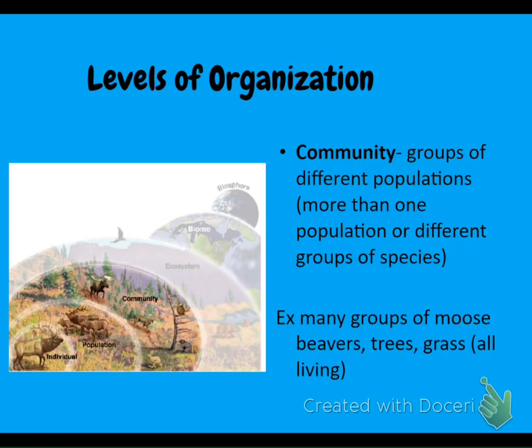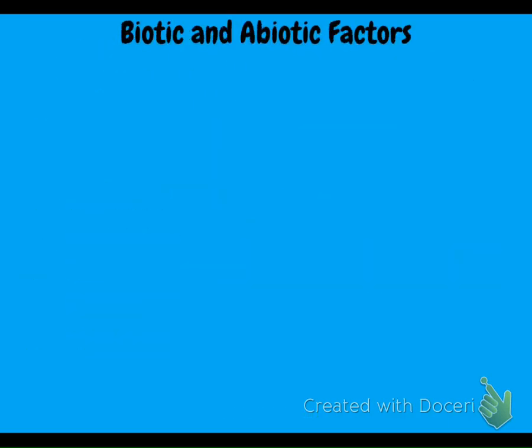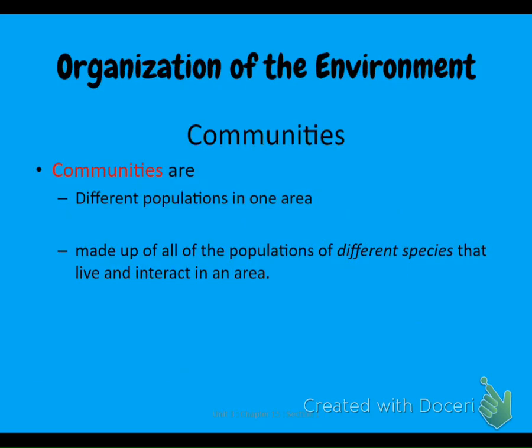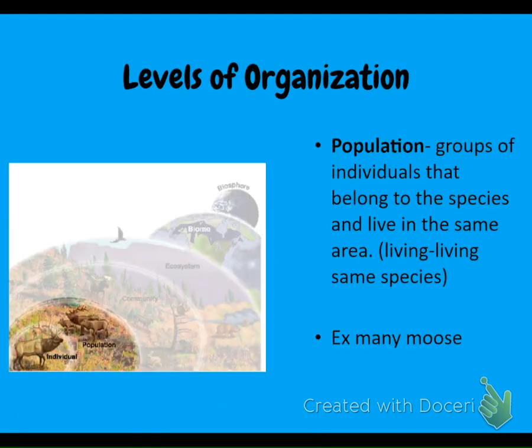What is a way that you can explain what a community is made up of in one word? It's all the living things, which is what one word that says living things? Biotic. Biotic explains all the living things in an area. So your community is made up of all the living things in that area, because a population is one species in one area. A community is all of the species in that area.